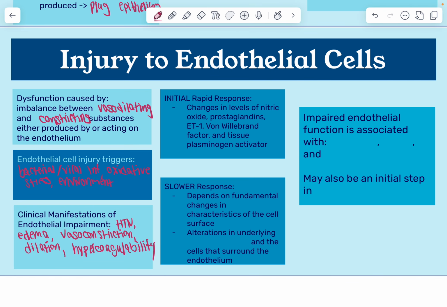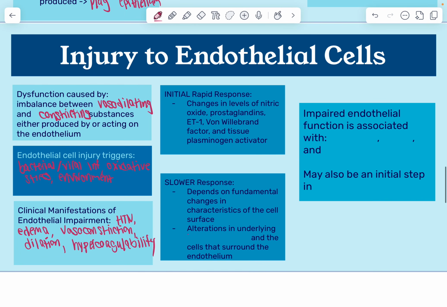Initial and slowed responses are different for injury to endothelial cells, and they ultimately result in vessel remodeling, including profound changes in the cellular architecture. So an initial rapid response includes changes in levels of nitric oxide, prostaglandins, ET1, von Willebrand factor, and tissue plasminogen activator, and the slower response depends on fundamental changes in characteristics of the surface, so alterations in the basement membrane and the cells that surround the endothelium.